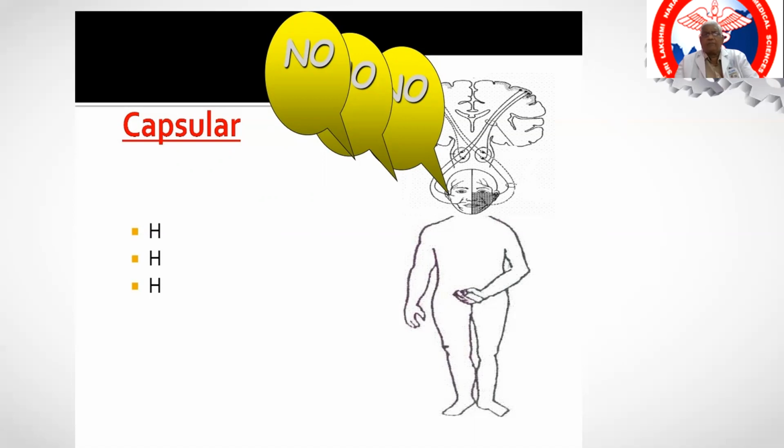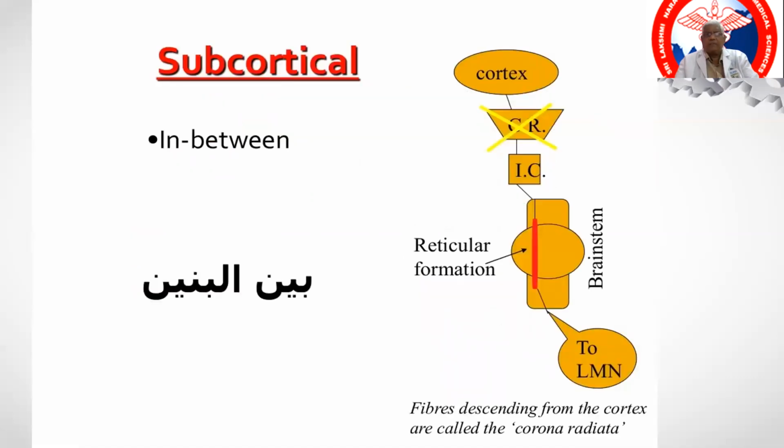In capsular hemiplegia, there is no hemorrhage. Subcortical. It is in between the cortex and the brain.